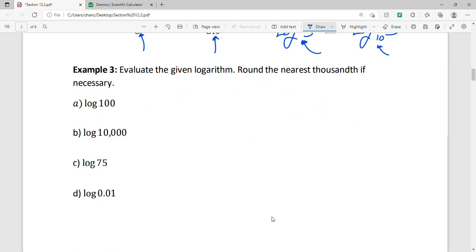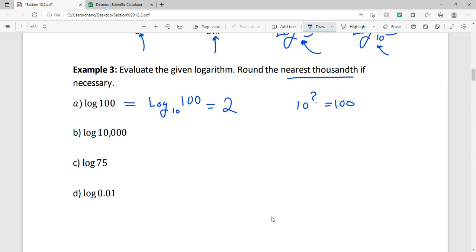In example 3, evaluate the given logarithm, round to the nearest thousandths if necessary. In part A, it's written log of 100. This means log base 10 of 100. So 10 to what power gives us 100? And that is 2. 10 squared gives me 100. Log base 10 of 100 must be equal to 2.